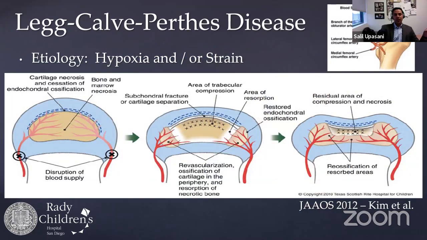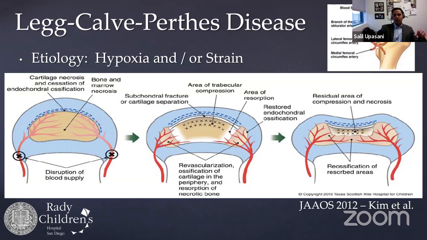Either due to hypoxia, where the actual blood flow has stopped, and/or due to strain. Strain would be repetitive loading, excessive motion. Chondrocytes or cartilage tissue prefer an environment of hypoxia and strain, as opposed to osteocytes and bone. So there's a reversal of that endochondral ossification process, where the bone turns back into cartilage for a short period of time and then proceeds through its healing stages.